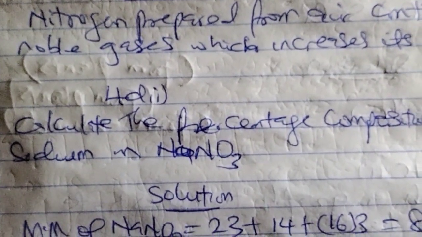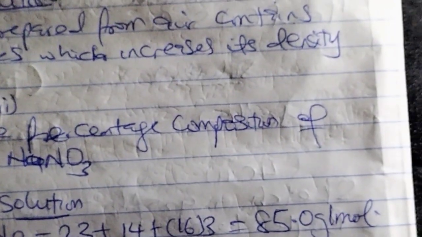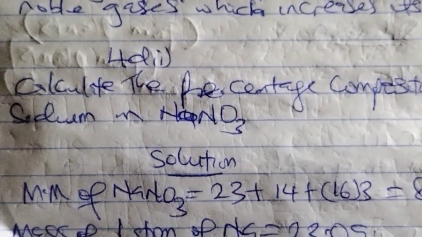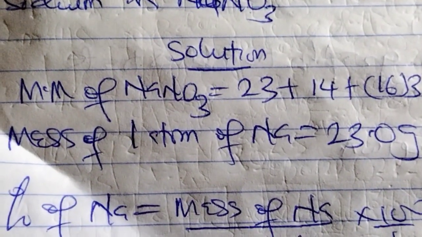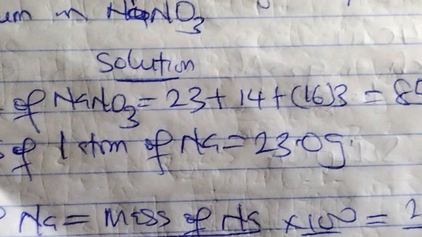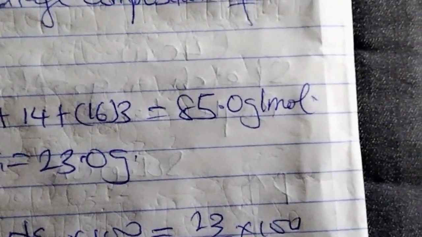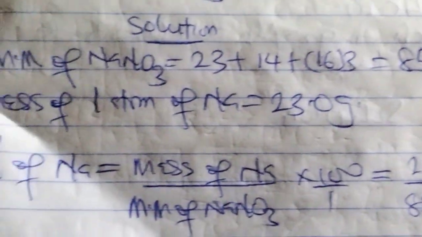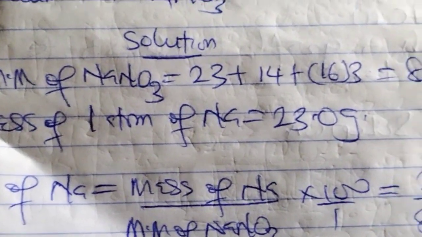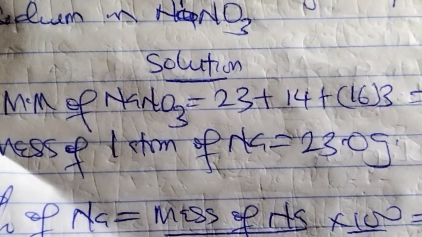For II, it says, calculate the percentage composition of sodium in sodium nitrate. Solution: we find the molar mass of NaNO3, which gives 23 plus 14 plus 16 multiplied by 3. That gives us 85.0 grams per mole. Then the mass of 1 atom of sodium is 23 grams, since there's only 1 atom of sodium there.